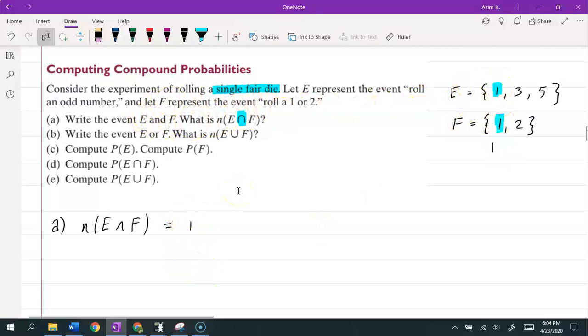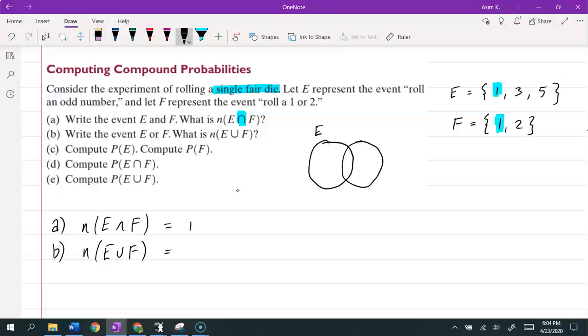Letter B. It says write the event E or F. Now, this one gets a little bit trickier because when they say E or F, you want to prevent double counting. Remember that, right? So if it helps, you know there's an overlap.